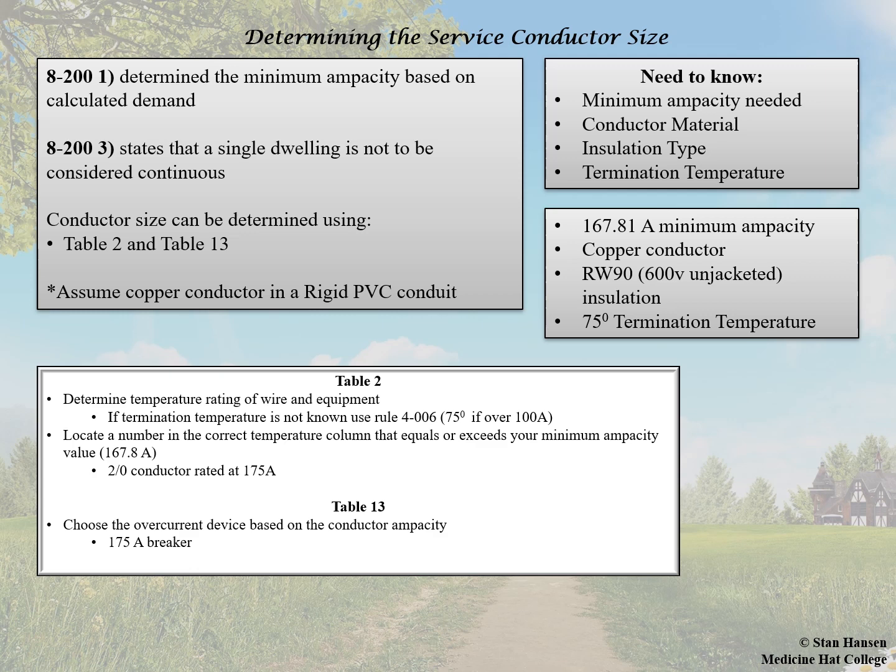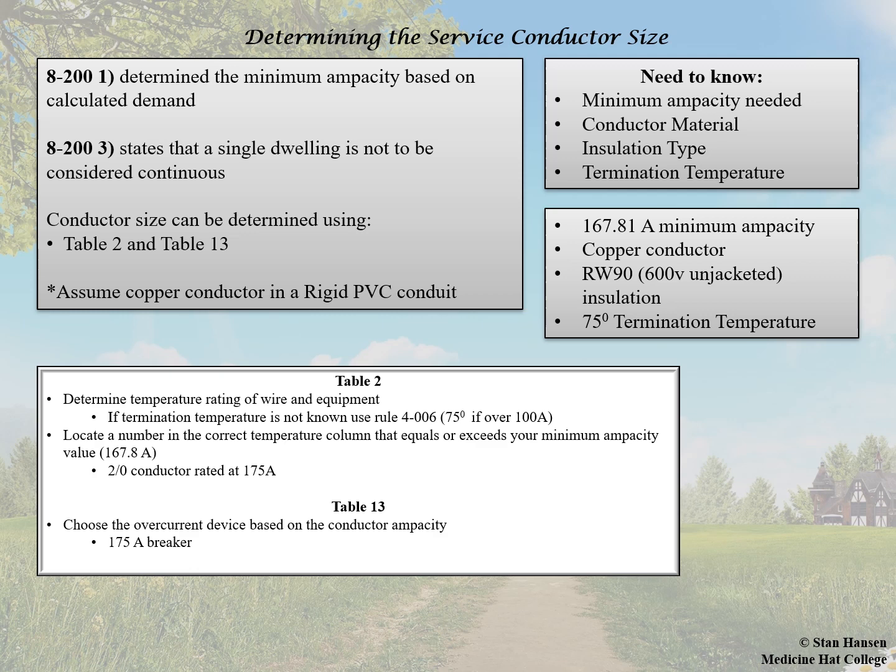We're going to locate the number in the correct temperature column on table 2 that equals or exceeds our minimum ampacity. So we're going to look for a value equal to or greater than 167.8 amps, and we're going to find out that is going to be a 2-odd conductor rated at 175 amps. This is our service conductor size. It is going to be a 2-odd conductor.